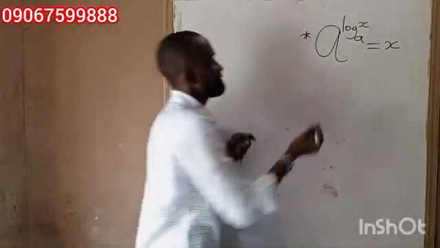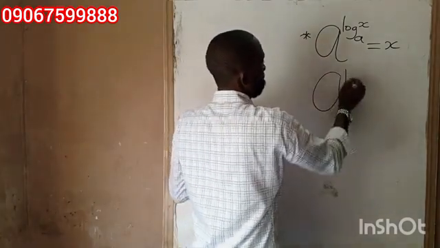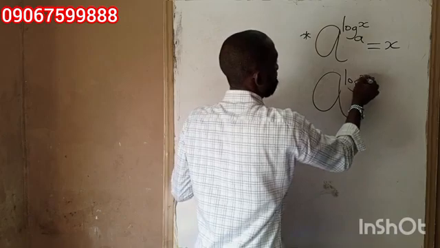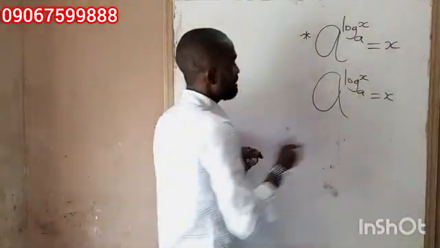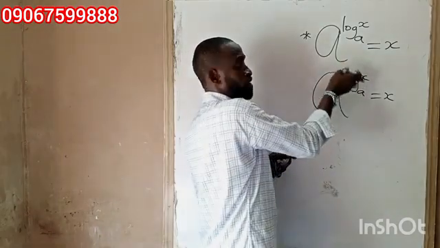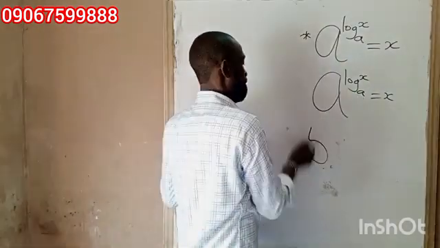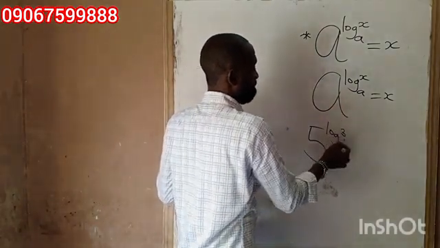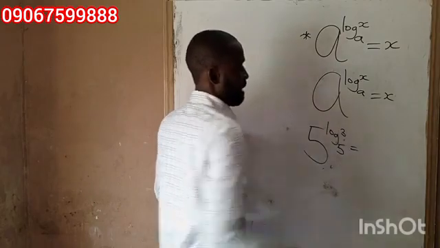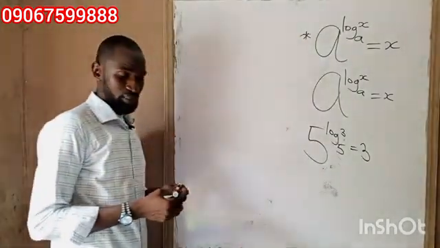Let me write it so you see very well. A raised to the power log of x base a equals x. So if the base that's carrying the log and the base of the log are the same, for example, if I have 5 raised to the power log of 3 base 5, our answer will be 3.